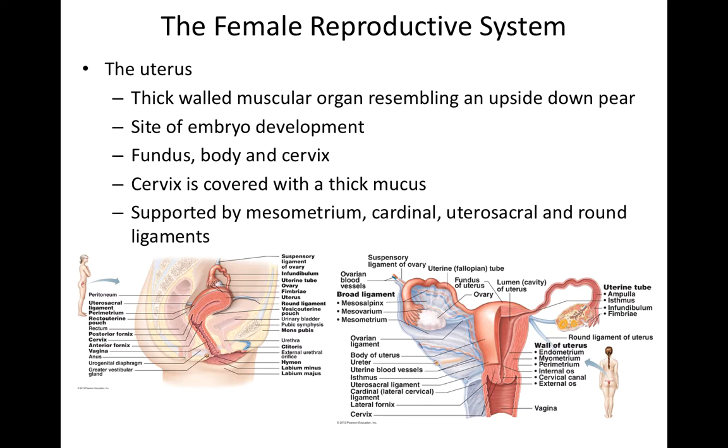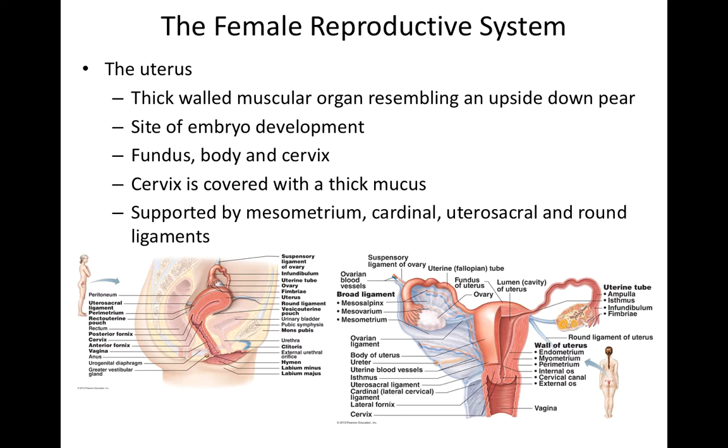Again, the uterus is supported by ligaments. So we've got the mesometrium, we've got the cardinal ligament down here that sits almost at the point where we meet up with the vagina. We've got a uterosacral that runs posterior from the uterus to the sacrum. We've got round ligaments. All of these are supporting this structure. All of these are going to stretch significantly during pregnancy.